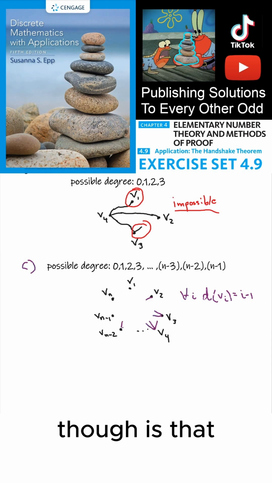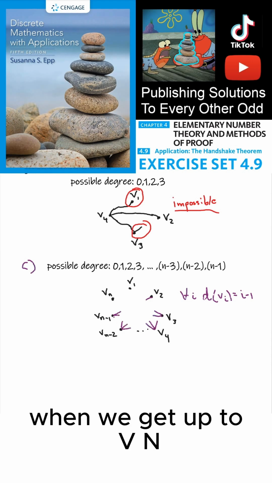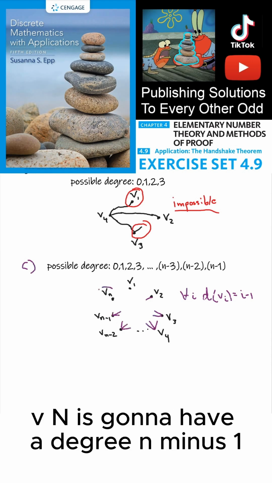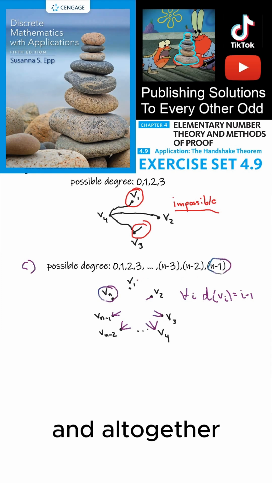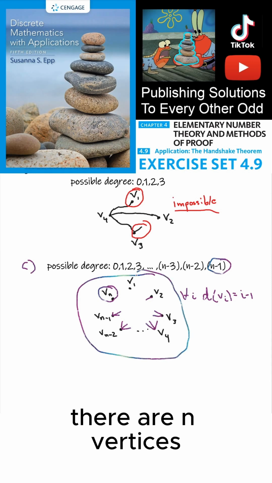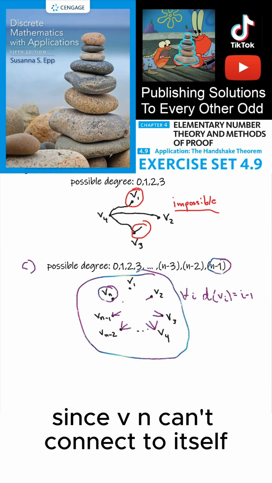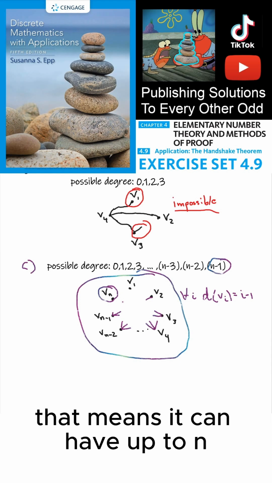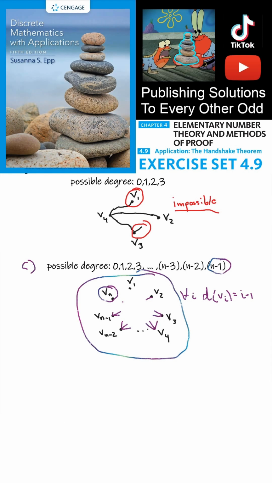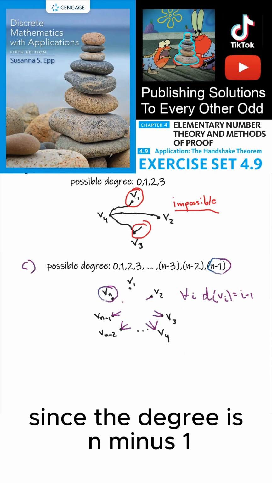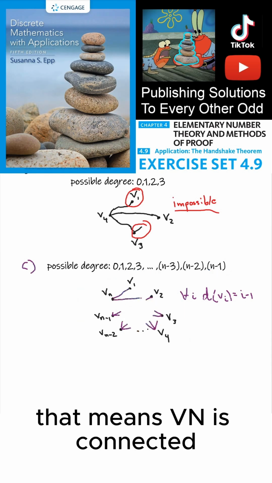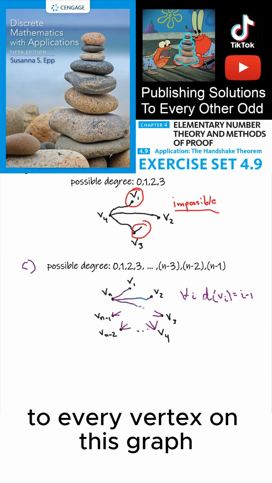What's important, though, is that when we get up to vn, vn is going to have a degree n minus 1. And altogether, there are n vertices. vn can only connect to all of the other vertices. Since vn can't connect to itself, that means it can have up to n minus 1 neighbors. Since the degree is n minus 1, that means vn is connected to every vertex on this graph.